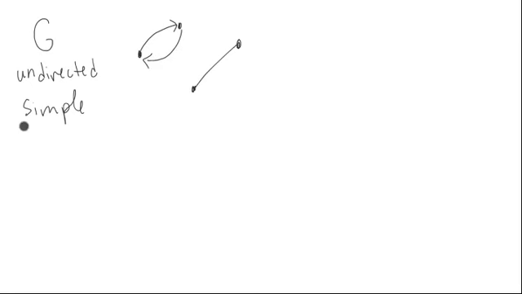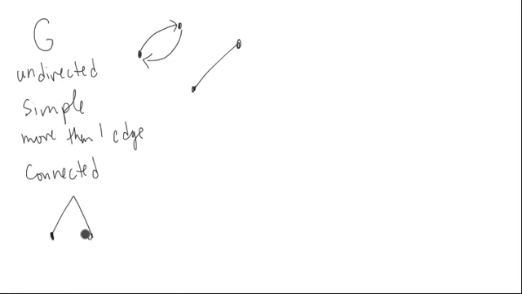So undirected, simple, and that it has more than one edge, and it's going to be connected, not two connected pieces in the graph, but just one, everything's connected via some path. Okay. And using these ideas, we can show that perhaps something like this is not planar. Okay. So first, we need some facts.